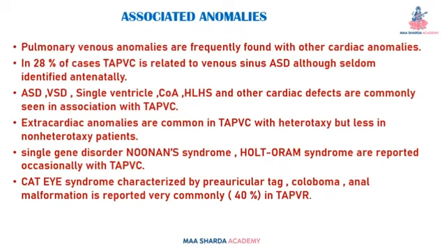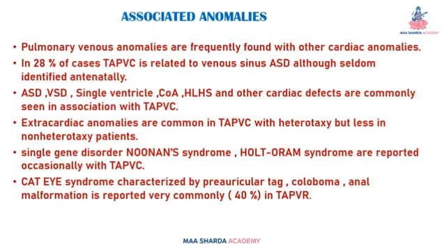Associated anomalies. Pulmonary venous anomalies are frequently found with other cardiac anomalies. In 28% of cases, TAPVC is related to venous sinus ASD, although seldom identified antenatally. ASD, VSD, single ventricle, coarctation of aorta, HLHS, and other cardiac defects are commonly seen in association with TAPVC.